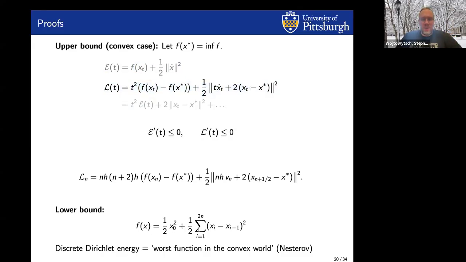For the lower bound, this is the function that you use, and it's built in precisely such a way that in every step, if you use the Krylov subspace construction, if you only use current and past gradients, then you're unable to adjust more than one coordinate at a time, and that gives us slow convergence.